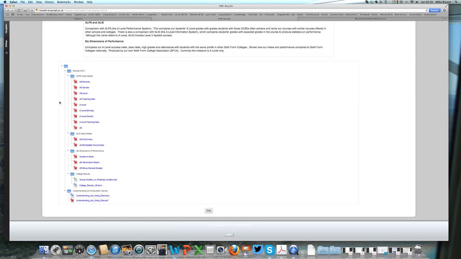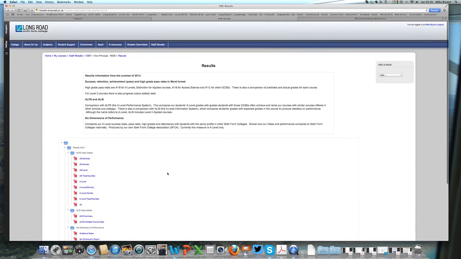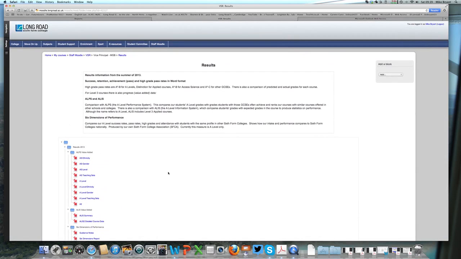ALPS is the system we most regularly use. It's presented in the most accessible way in terms of giving information about progress. But there's also information from ALICE, again, the A-level information system, and there's information from something called 6 Dimensions of Performance, which is a project led by the sixth form colleges themselves. So those are the 3 main types of information about student performance. And in the next 3 films, I'll be looking in detail about how those can be used within courses.